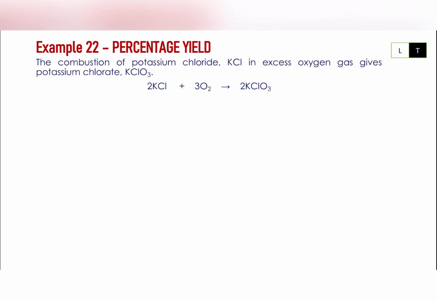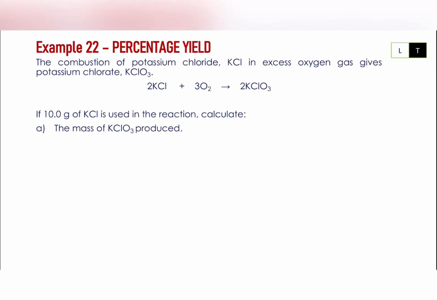We have question A, which is the mass of KClO3 produced. Based on the information given, with this mass, I can calculate the number of moles for KCl. I will have 0.1340. Next, we are going to compare based on the stoichiometry of KCl with KClO3.